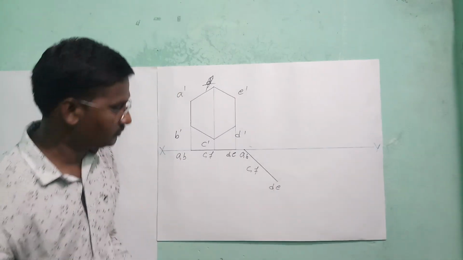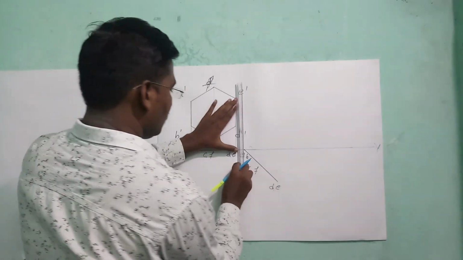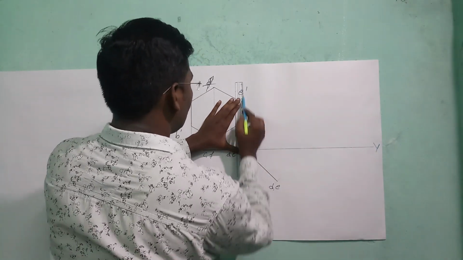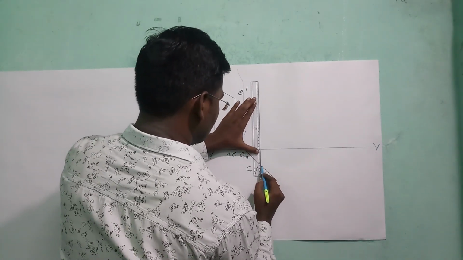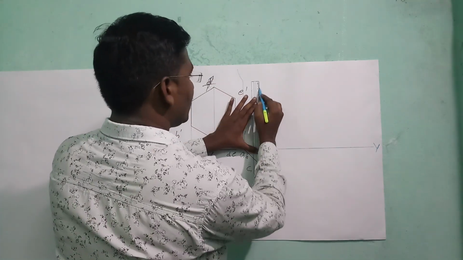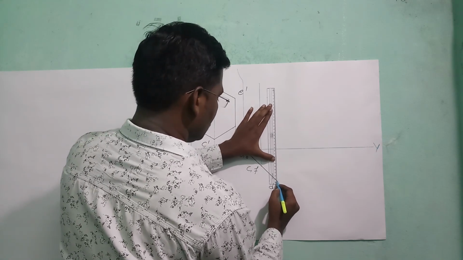Next, what you have to do? Now from this 45 degrees line, draw the vertical projection lines. Draw the vertical projection lines like this. So when you are drawing in the drawing sheet, you have to draw with the drafter.